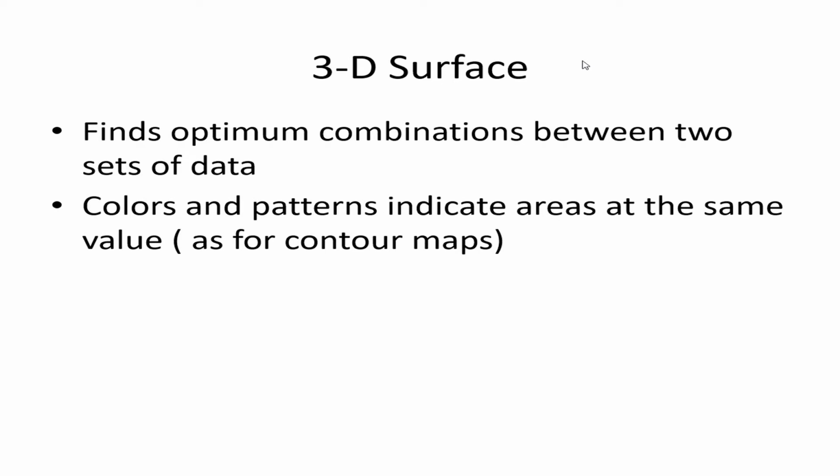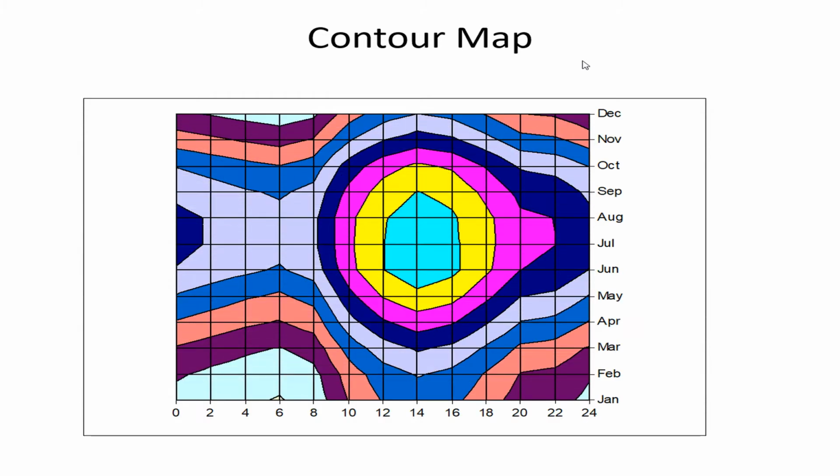And also, the colors and patterns indicate areas at the same value as for contour maps, and you can control the number of steps and the colors, and you can convert this 3D graph into a contour map, as you can see. And this is where I showed you that the maximum temperature happens in July about 2 o'clock in the afternoon. Maybe this maximum point was not shown in the 3D graph as accurately as here.